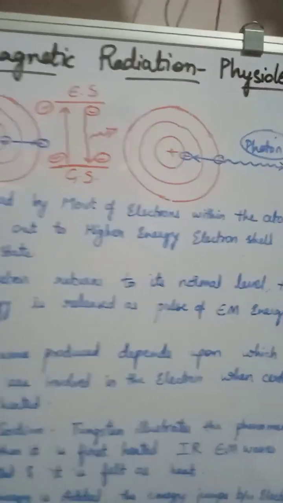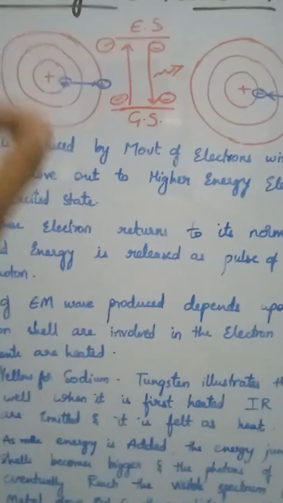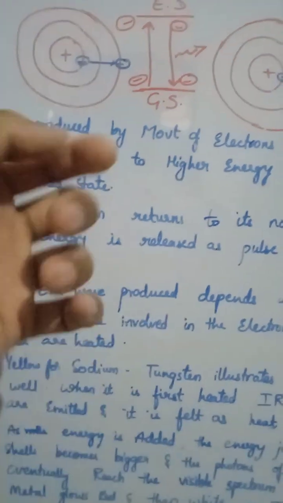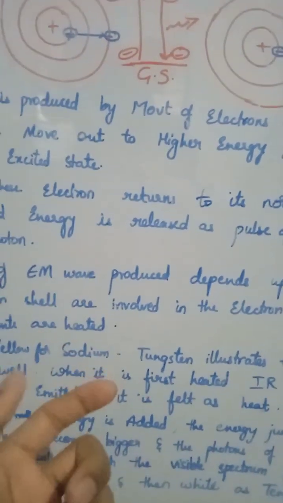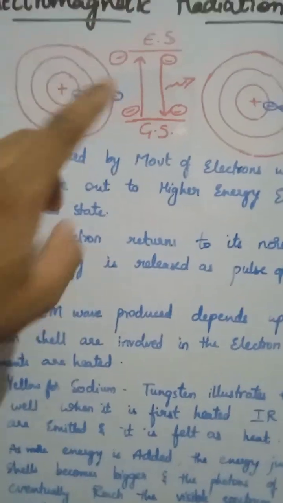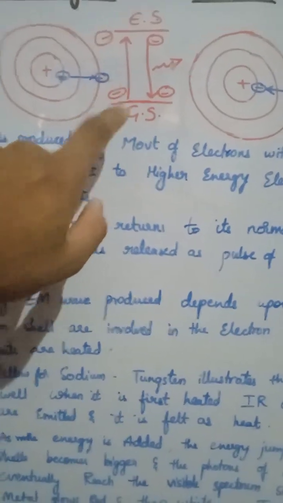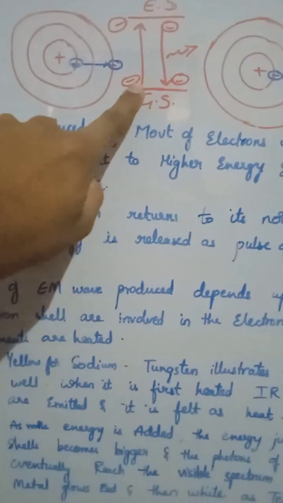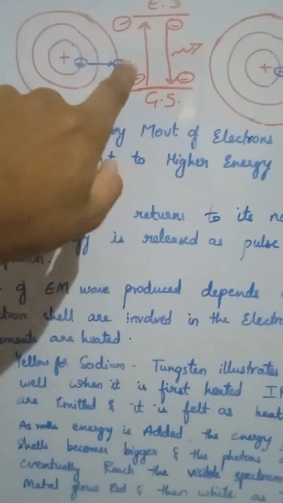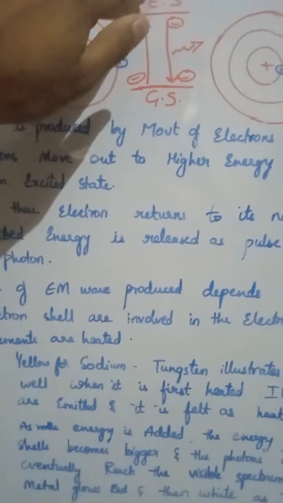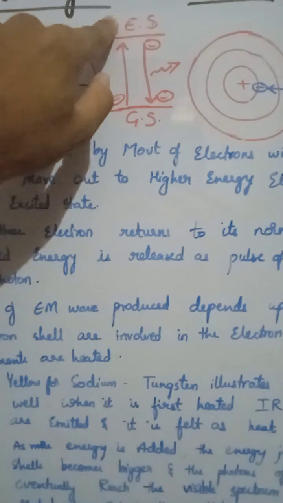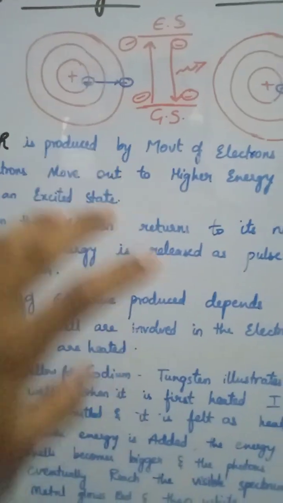Normally an electron, if it is not disturbed, will be in its ground state. If you give it some energy, which might be in the form of electricity, heat, or light, the electron in the ground state, the normal state, gets excited and moves to the excited state, that is the higher energy level. From the lower energy level it moves to the higher energy level by absorbing the energy.